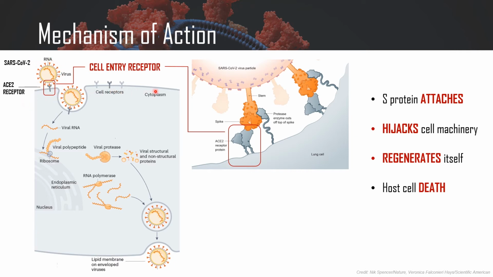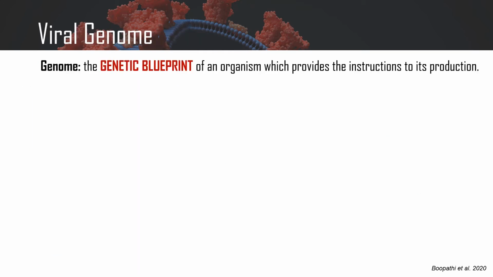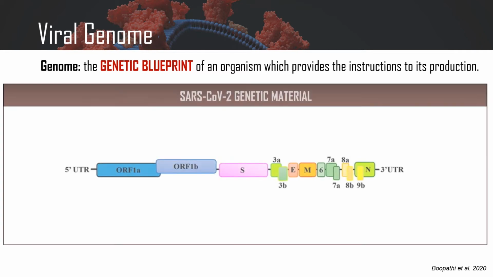Now, although a complex process, if nothing else, I think the key idea to take away from this particular slide is that the S protein, or the spike protein, is the key for the entry of the virus. So very generally, the genome is the genetic blueprint of an organism which provides the instructions to its production. Here I provide a schematic representation of the genome organization of the virus.